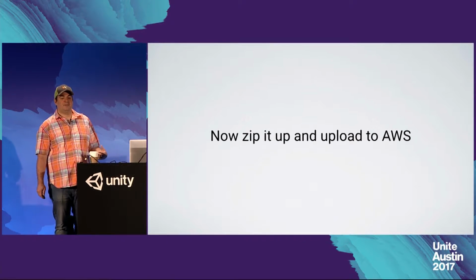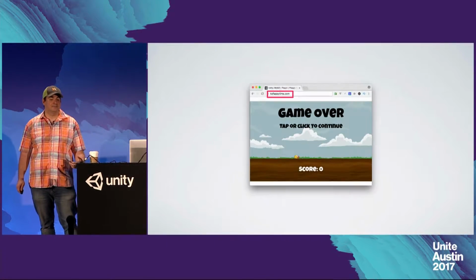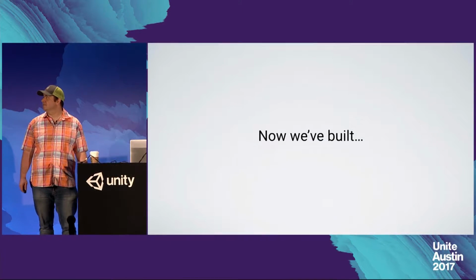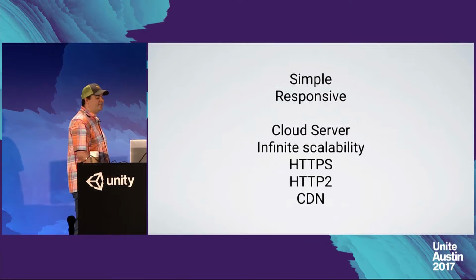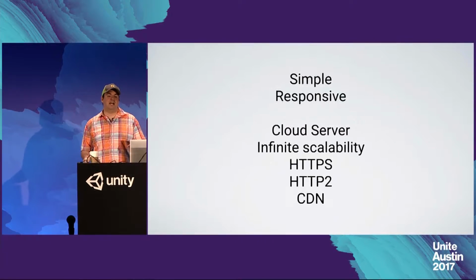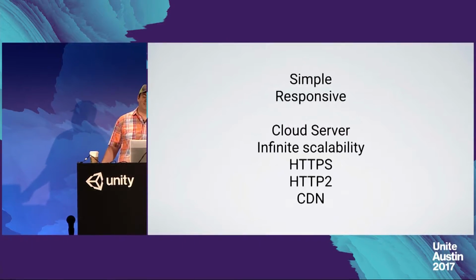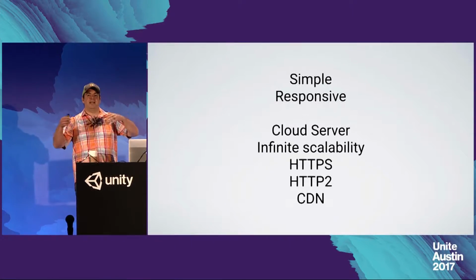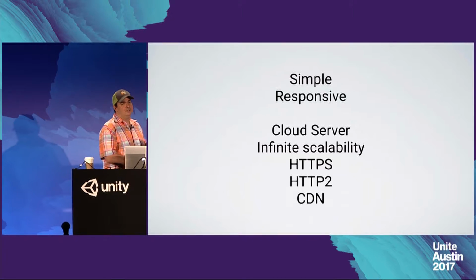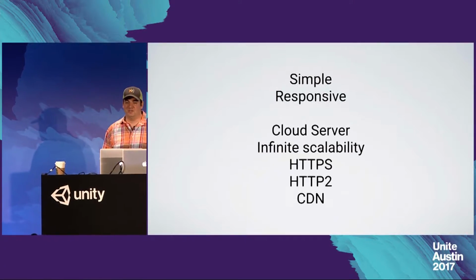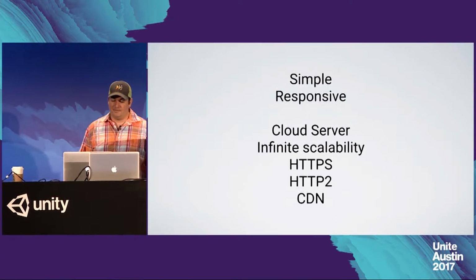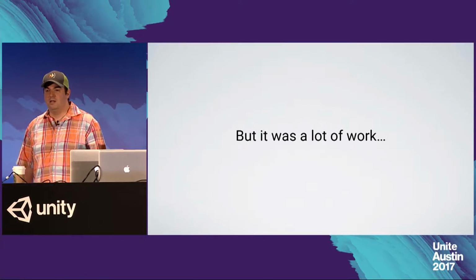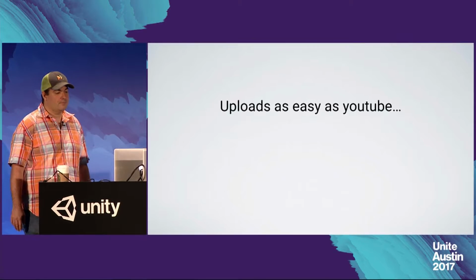Now we zip it up and upload this to AWS. And now we have it at flappytime.com with our responsive stuff. So we've built something now that's simple, responsive. It has a cloud server. It's virtually infinitely scalable because Amazon Web Services is huge and they have that CDN sitting in front of everything. You're not going to run into problems with people overloading your game. You have all this fast new stuff, CDN, et cetera. But it was a lot of work, right?